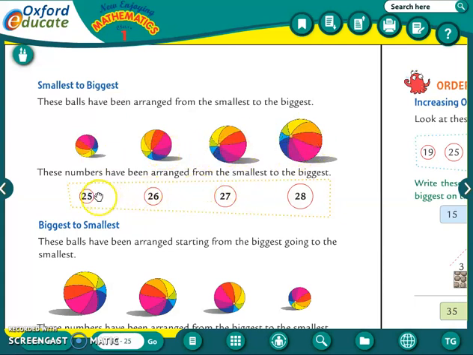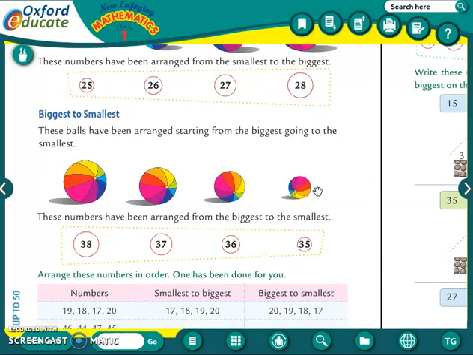Likewise in the numbers we have to see 25, then 26 is a bigger number than 25. Then 27 is also a bigger number than 26. And 28 is the biggest number. So, you have to see this. These numbers have been arranged from the smallest to biggest: 25, 26, 27 and 28.